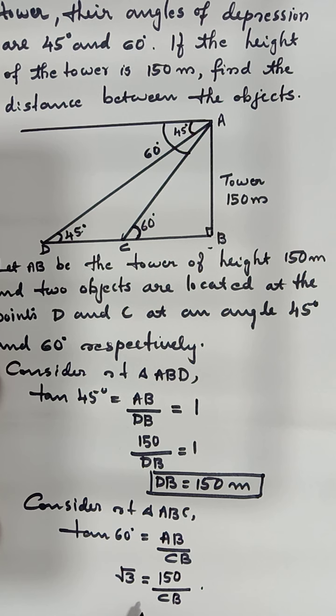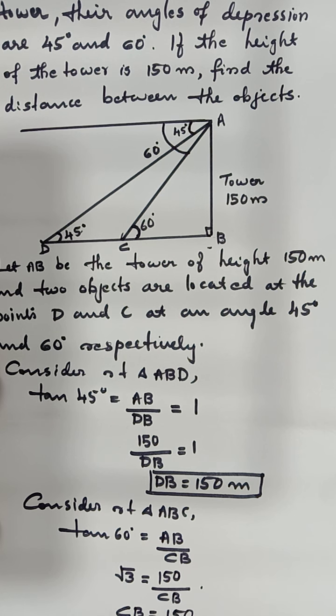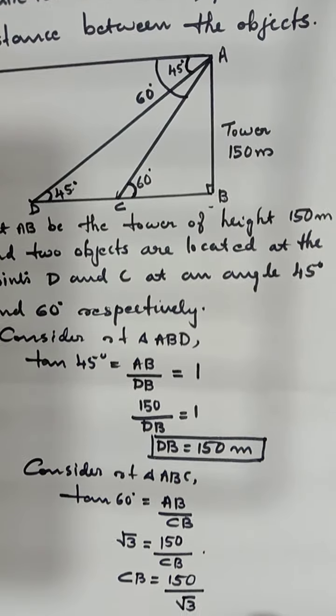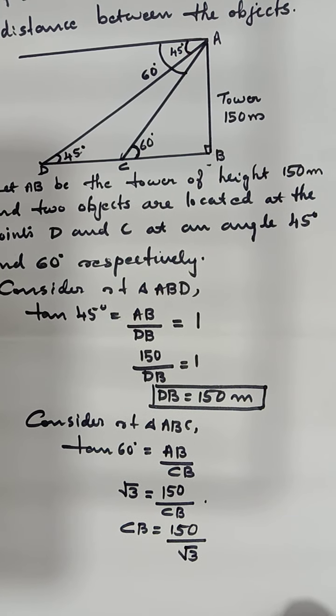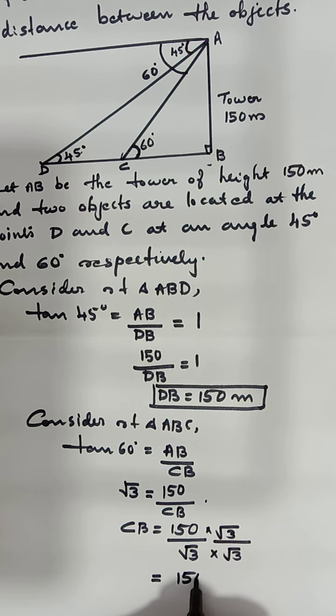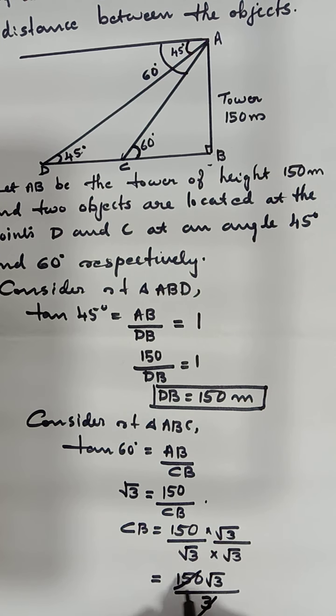That is equal to AB, and you can substitute the AB value, divided by CB. So what is CB actually? Cross multiply, here CB is equal to 150 divided by root 3. Whenever root comes in the denominator, we can rationalize. How do we rationalize? By multiplying with the same root 3 in the numerator as well as in the denominator, such that we get 150 root 3 divided by root 3 into root 3 is 3. Now 150 divided by 3, isn't it 50? So we are getting the answer as 50 root 3.